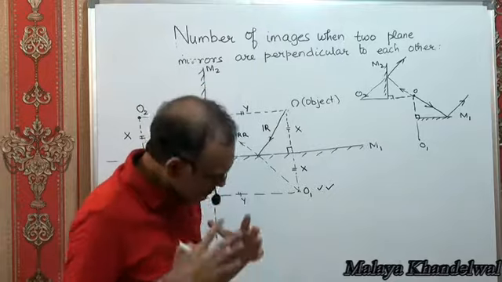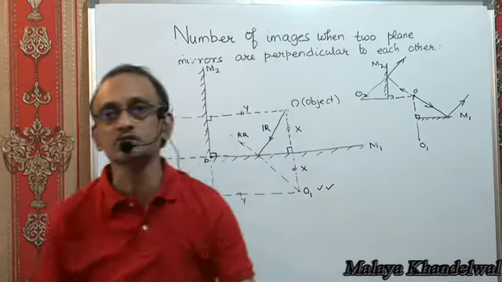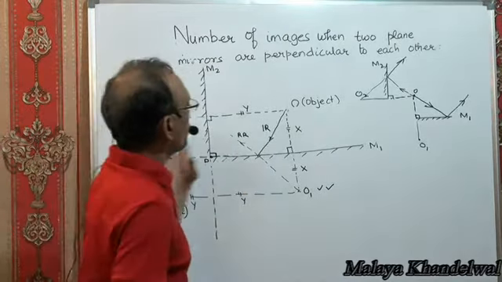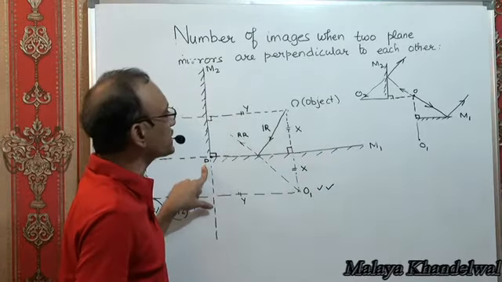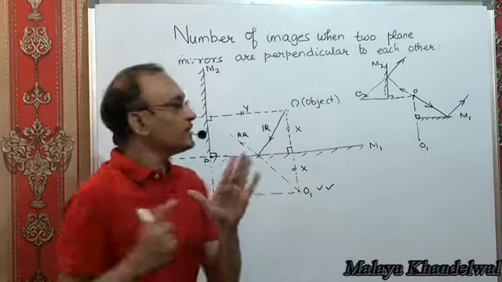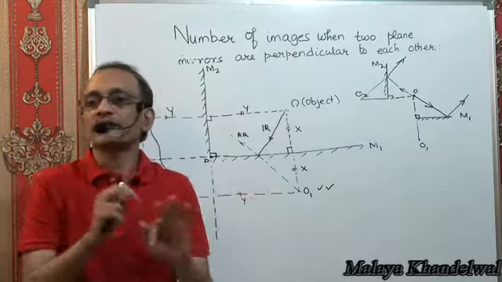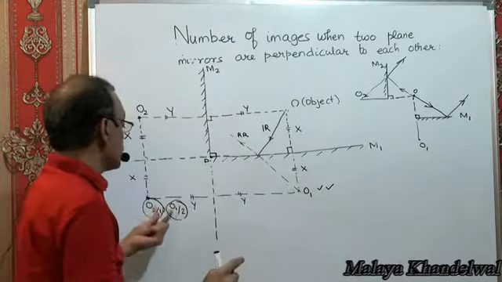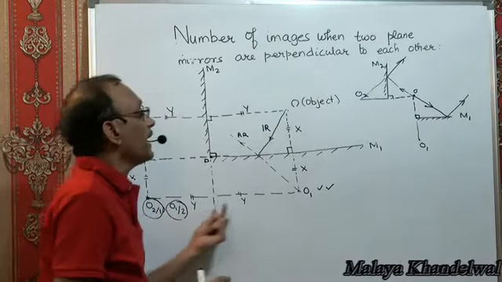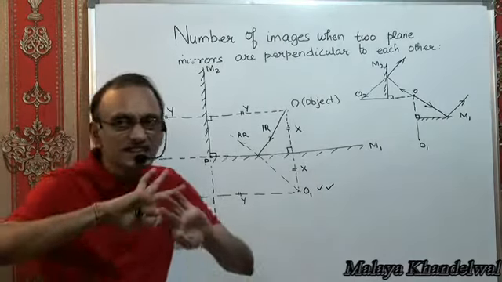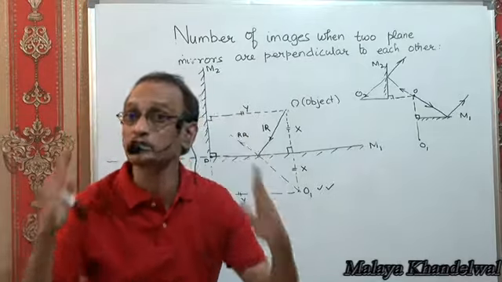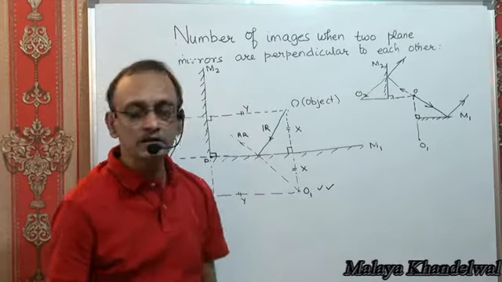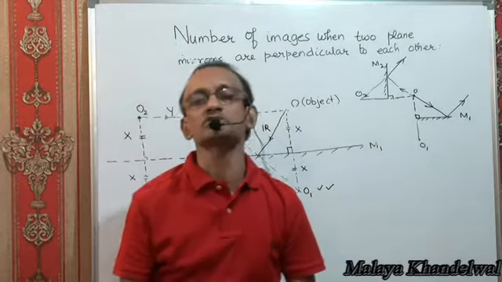So what I have discussed right now is that if there were two perpendicular mirrors actually intersecting at a point P and there is an object O, then there would be three distinct images. There were actually four images, of which two were coincident and there were two other images. So essentially three distinct images can be formed by two perpendicular mirrors, and you must remember this result.